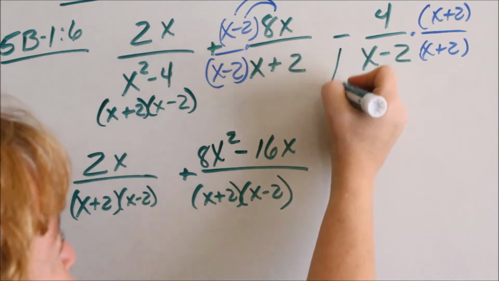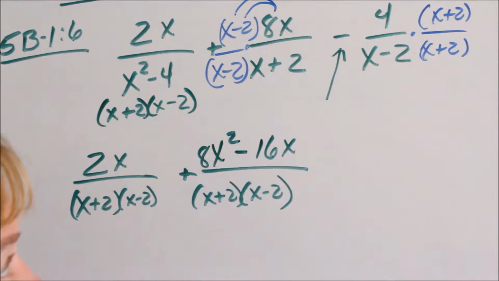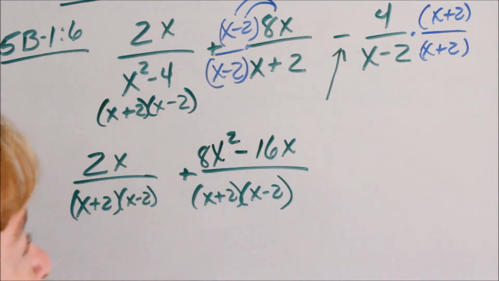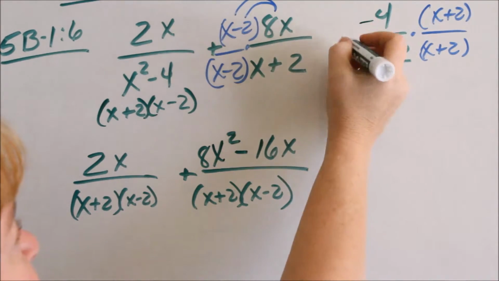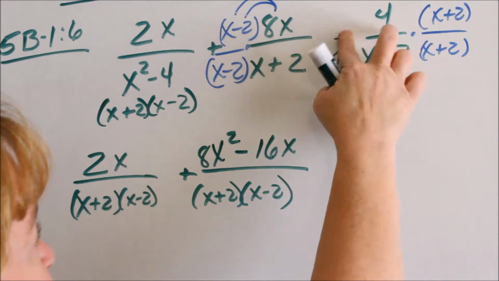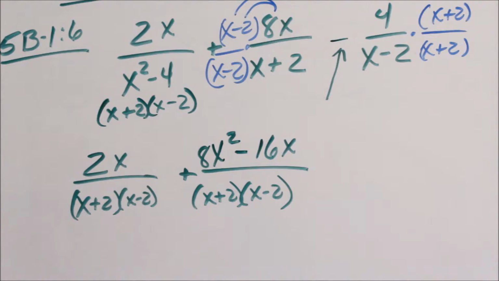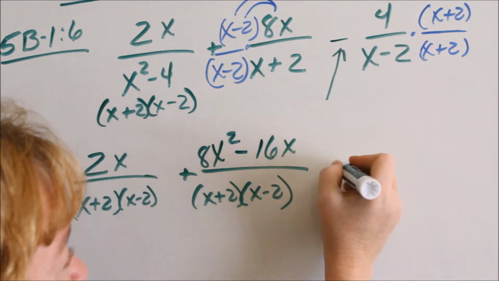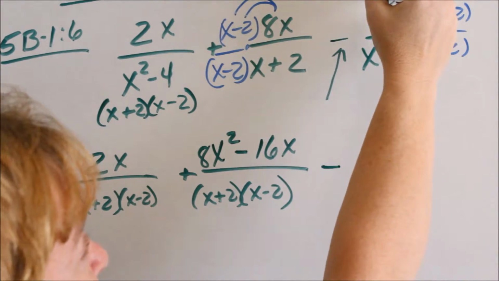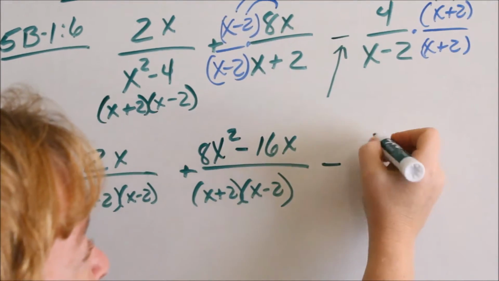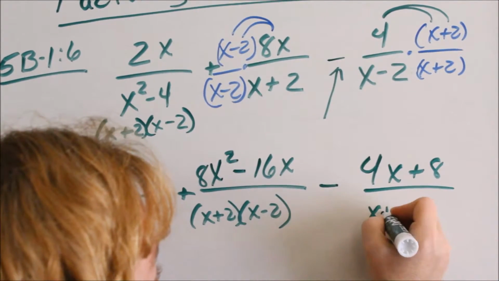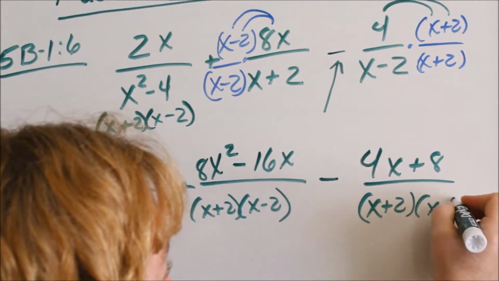Okay? That negative right there, you're going to have to really watch that. If you want to put that negative with the 4 and then make this a plus sign, you can. In other words, you could say this. That's the same thing. Or, if you just want to leave that negative there, then what you're going to have to do is write that negative here, and we're going to have to distribute it to everything here in a minute. So here, this has to be distributed. So that would be 4x plus 8 all over x plus 2, x minus 2.